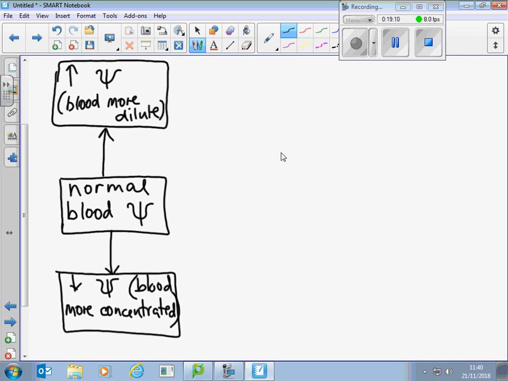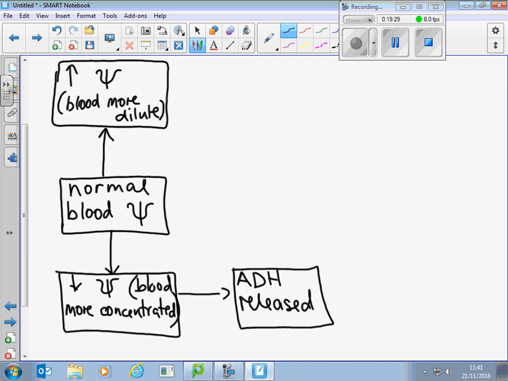This is a situation where we want the body to reduce its water loss. So this is where we get ADH from the pituitary gland. So I'm just going to put ADH released. And up here we've got ADH not released. Keep it simple like that.